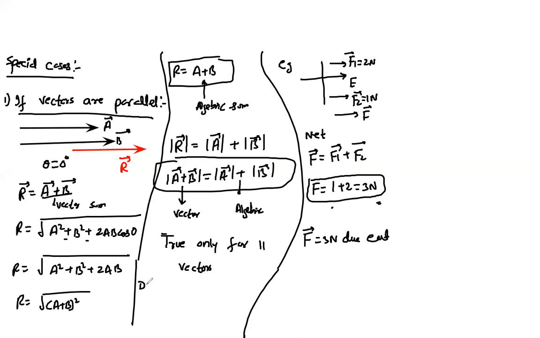So here, for direction, you can write R will act in same direction as A and B. So your R will act in same direction as that of vector A and vector B. So that's the special case, that if vectors are parallel, then no need to use the entire parallelogram law. Do these calculations directly. Just note it down and let me know when you are done.